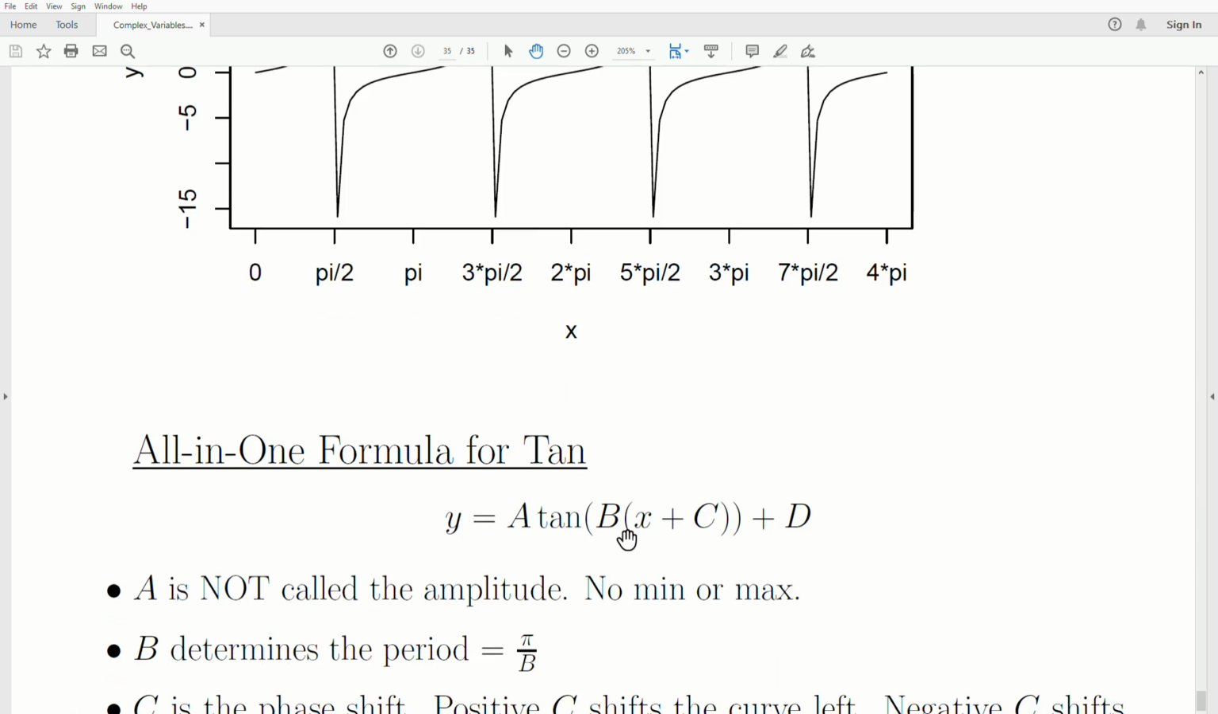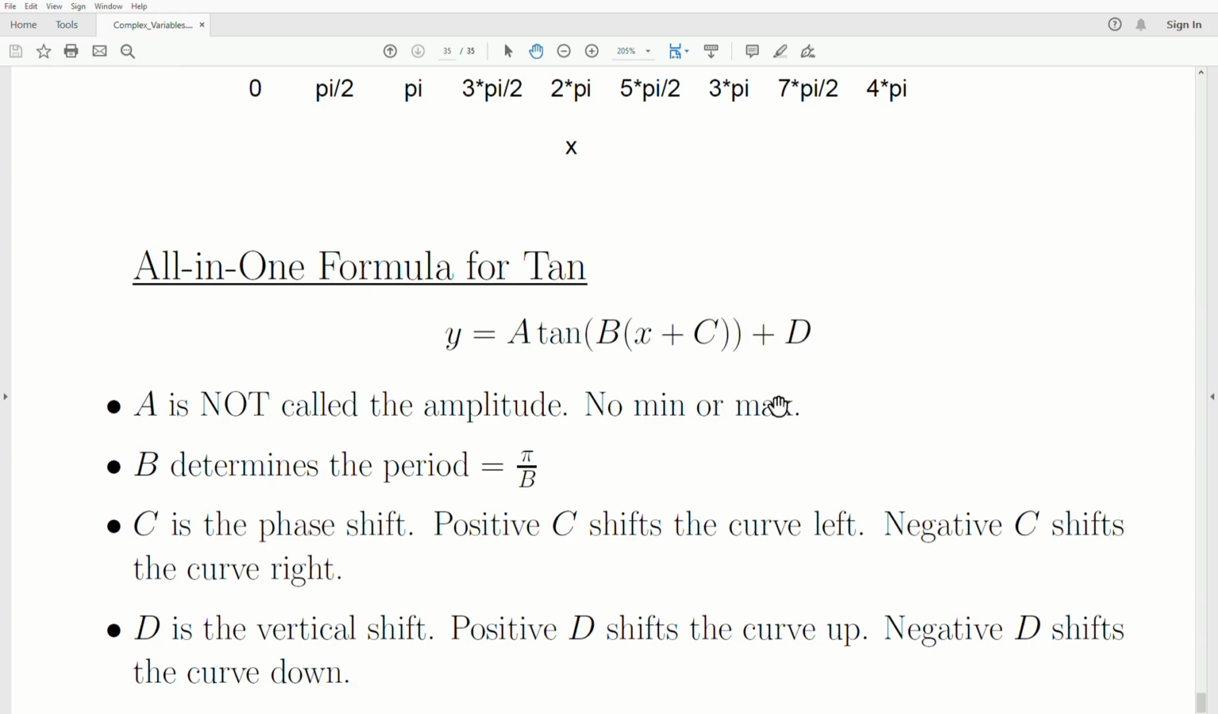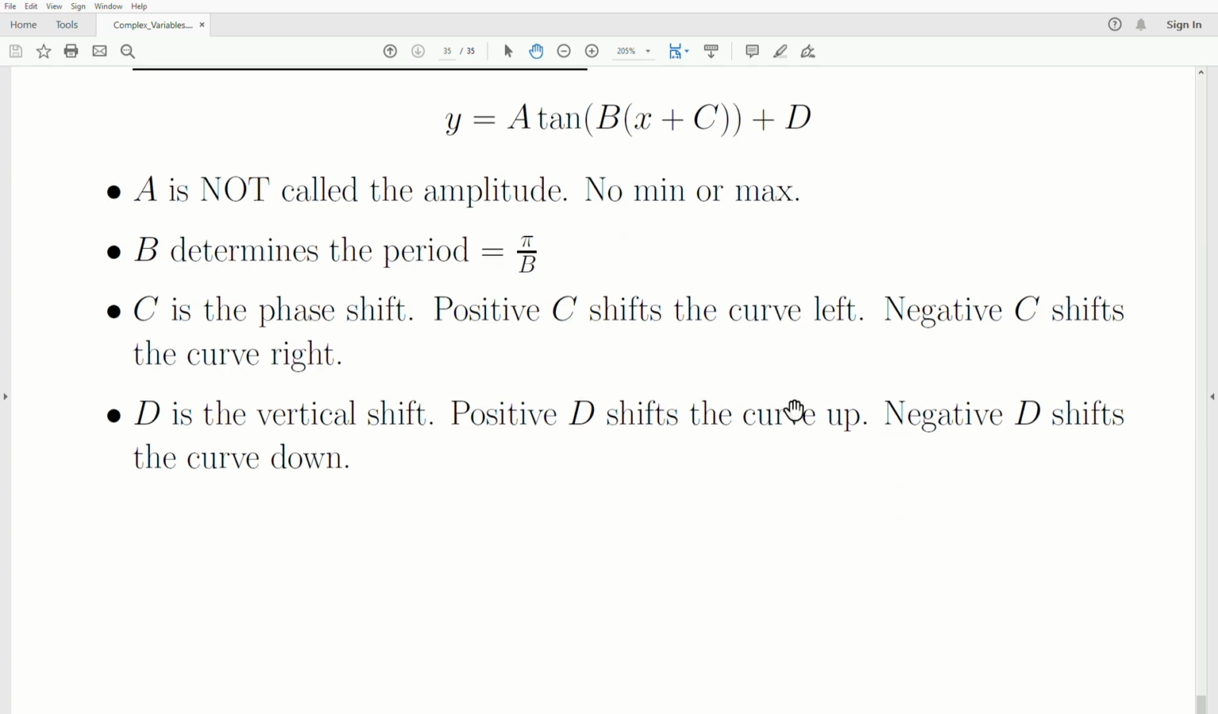B determines the period again. And since on the base tangent function the period is pi, using this, it would be pi over b is the new period. So you can increase its length or decrease it based upon the value of b. C is 100% the horizontal phase shift. If it's positive, it shifts to the left. Negative, it shifts right. D is the vertical shift up and down.